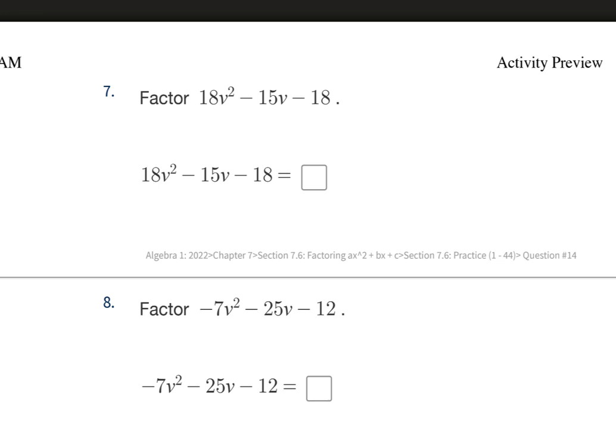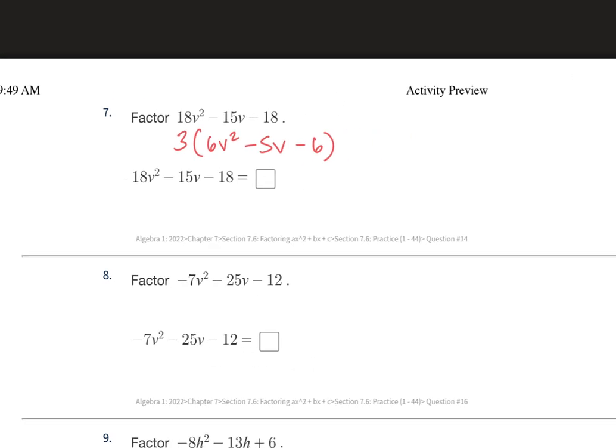Next, we have 18v squared minus 15v minus 18. I see that they have a 3 in common, so let's factor that out. This is now 6v squared minus 5v minus 6. If you didn't notice that, does that mean your life is over? Does that mean you don't know what you're doing? No, it just means you have a little bit of extra work.